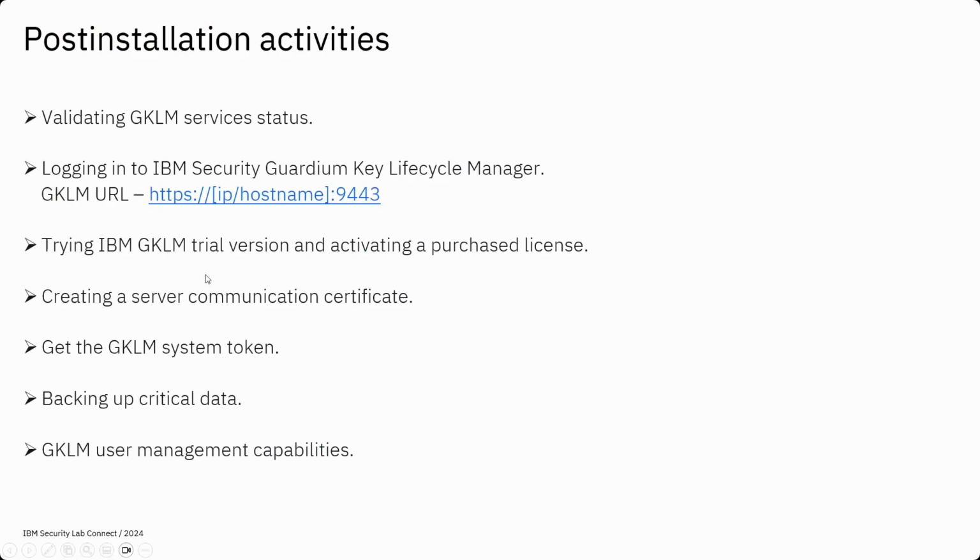So till the time this UI is loading, let me just show you what all post installation activity we need to perform. So the first activity will be to activate the license. Then we will be creating a server communication certificate, which will be a SSL, which will be used for SSL communication. Then we will understand what is a system token in GKLM and we'll obtain the same. Next, we will see backing up some critical data, and also we will see what are the user management capabilities provided by GKLM.